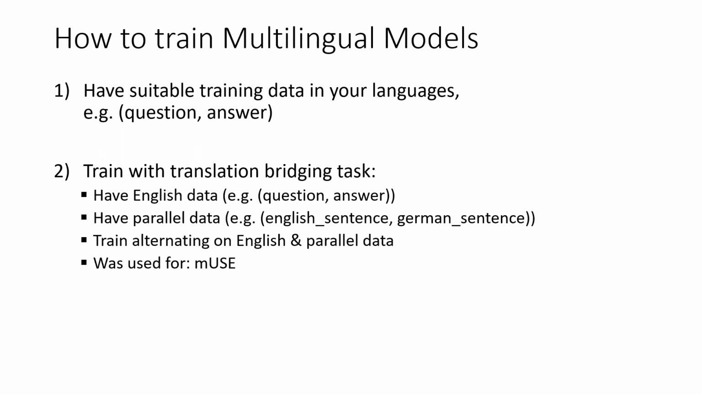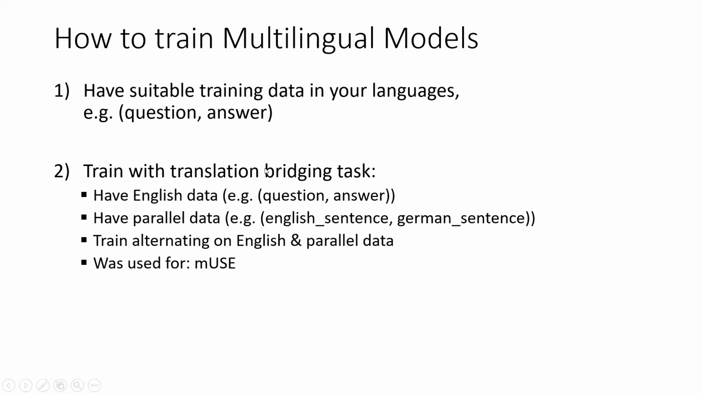So finally, there was quite a lot of interest in multilingual models. The best way to train multilingual models would be to have suitable training data in your languages. So for example, you have some question-answer pairs in your specific language, but so far it's rather hard to get compared to English. Another way is to train with a translation bridging task.